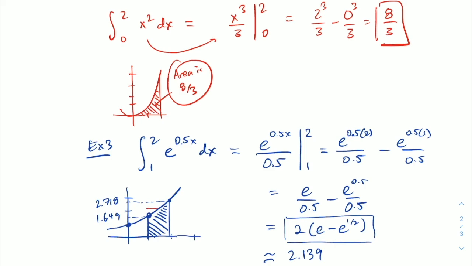If we do a box of that height, 2.139, it seems like the area of that box is going to be the same as the area of that curved shape.